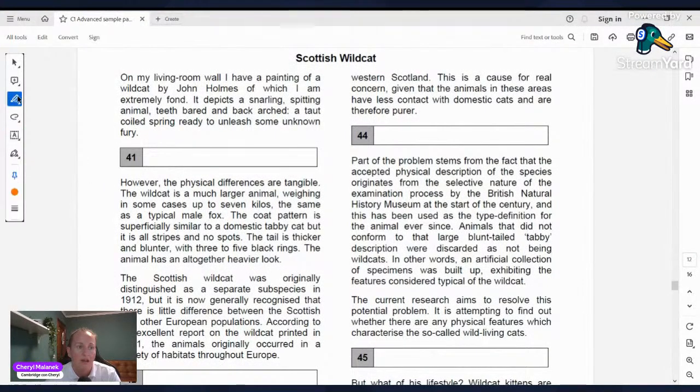Okay, so if we just look, for example, at this text here about the Scottish wildcat, I'm automatically seeing, oh look, here we've got the word however. However is a contrast word. So I know that whatever is in 41 is going to be contrasting with what is said after it. However, the physical differences are tangible. The physical differences. What physical differences? The physical differences between what? It must be between two things. So contrast words are going to help me here.